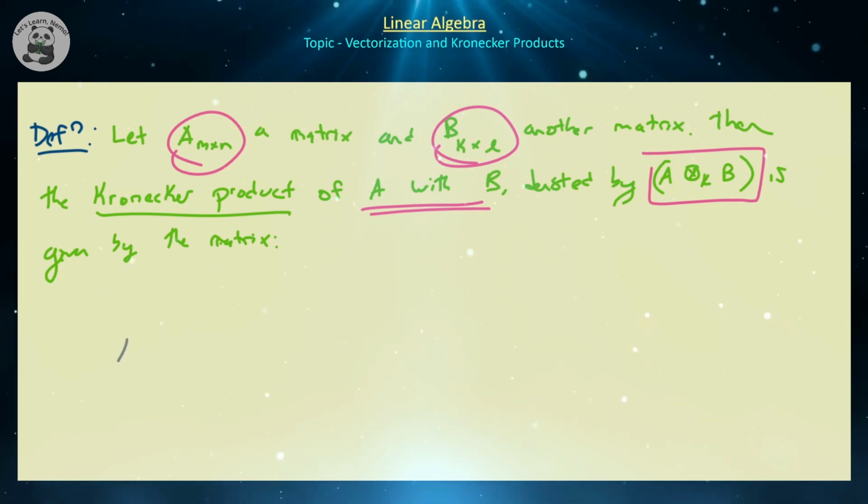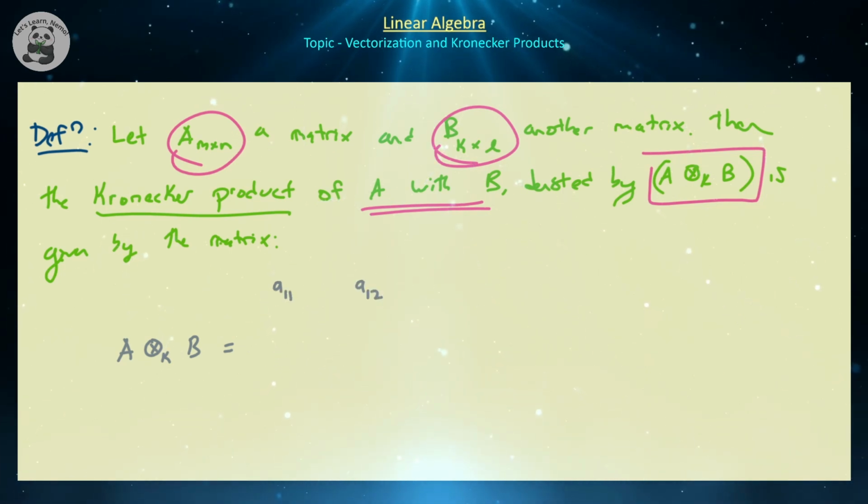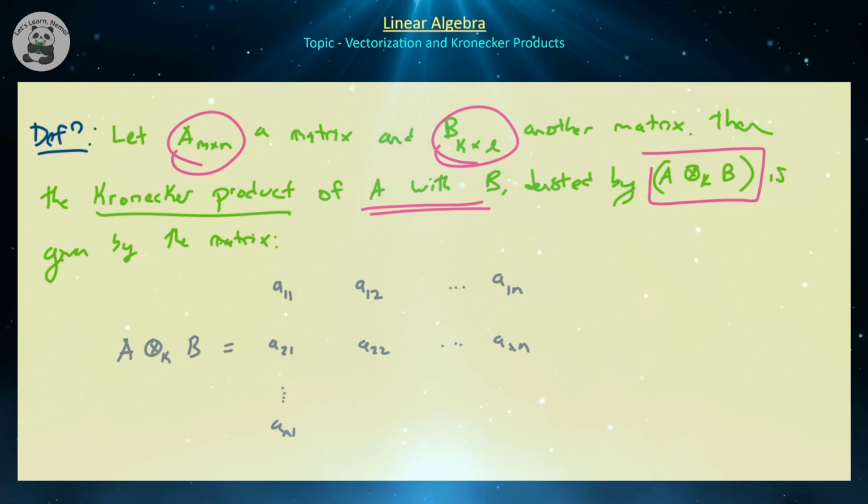So let's just actually walk through this definition just to make sure we understand it. So the Kronecker product of A with B is going to be equal to, so let's first off start listing the elements of A. So we have A11, A12, all the way down to A1M, and then we're going to have A21, A22, all the way down to A2M, and that's going to continue all the way down to AM1, AM2, all the way down to AMN.